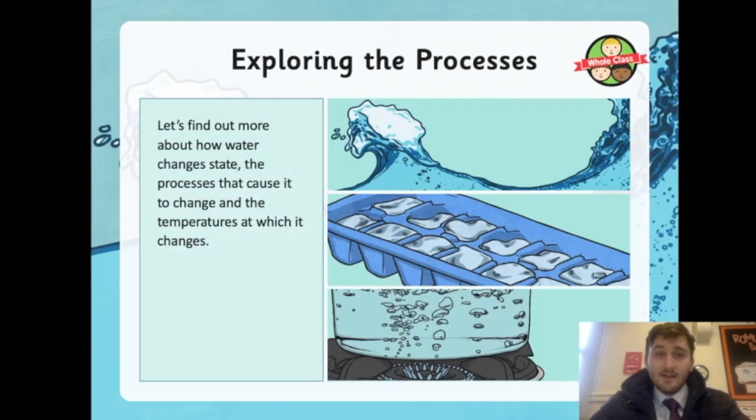Okay, so let's have a look. So exploring the processes. Let's find out more about how water changes state, the processes that cause its change, and the temperatures at which it changes.